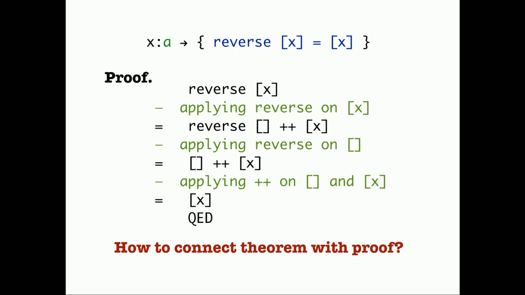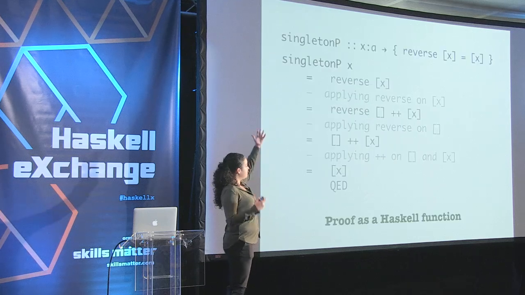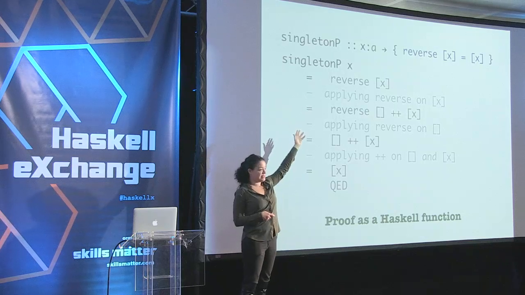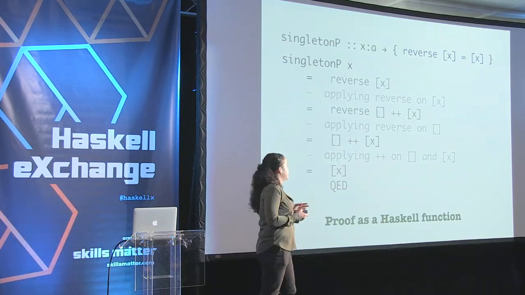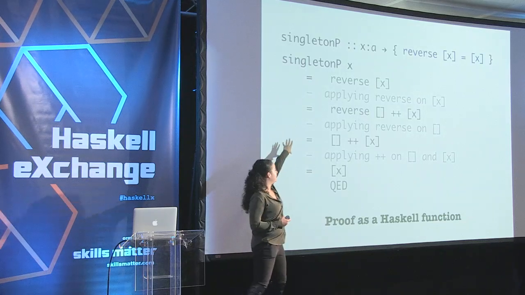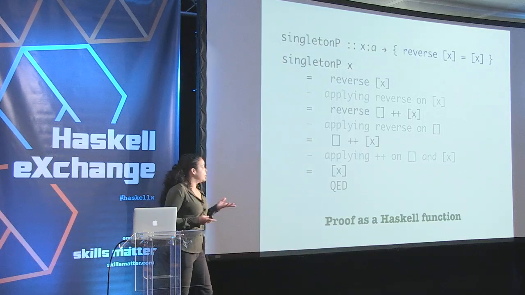And now I also need to express my proof as basically something that relates to this refinement type. And hopefully, Curry and Howard have given an answer to that many years ago, and they said that theorems can be expressed as types and proofs can be expressed as programs. So here I have my theorem expressed as a refinement type. I give a function this refinement type, and based on Curry-Howard, what I'm going to do is I'm going to use a Haskell function, singleton-p, to express this pen and pencil proof of the theorem that we had before. So how do I define this Haskell function?